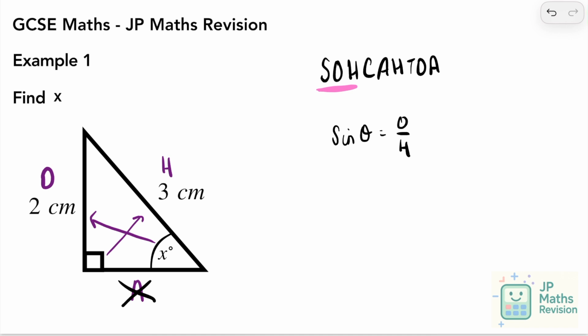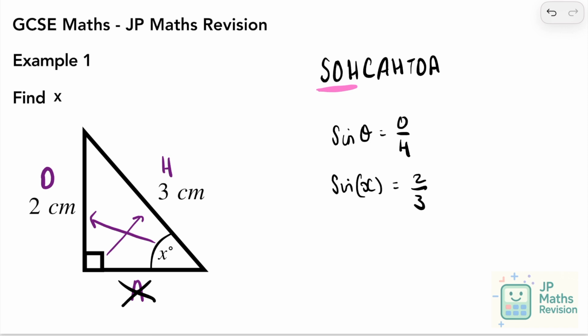So now if I sub in the values, I end up with sine theta. In this case, theta is the angle and the angle is x, so I'm going to call it x instead. Sine x equals opposite over hypotenuse, so that's 2 over 3. So now this one's a bit different. To work out x, what I do is I do the inverse of sine.